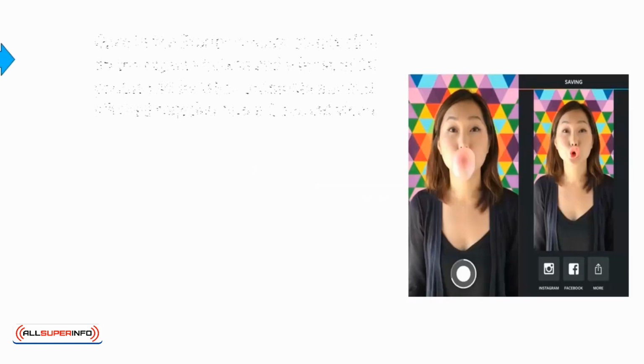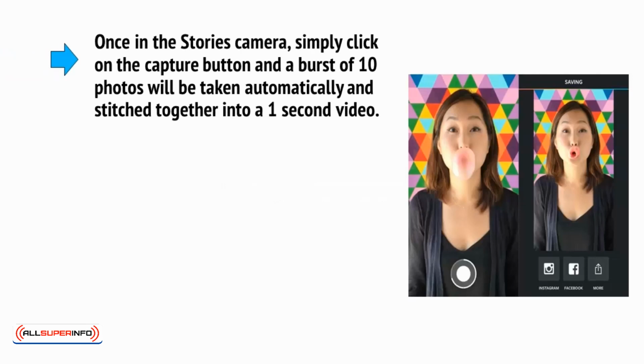You may notice that next to the live option is another option called boomerangs. This is another new feature which is quite interesting and is essentially a very short looping video. It works a lot like a GIF or perhaps the live photos from the iPhone 6s. Once in the Stories camera, simply click on the capture button and a burst of 10 photos will be taken automatically and stitched together in a 1-second video.